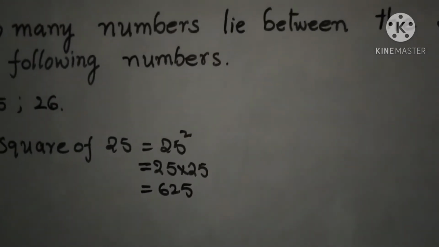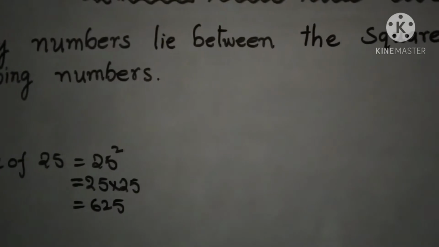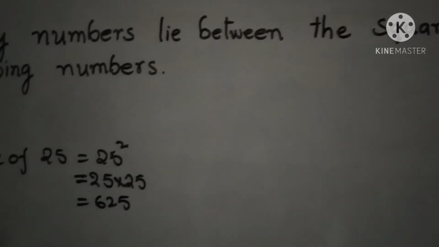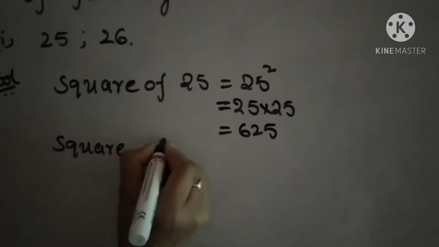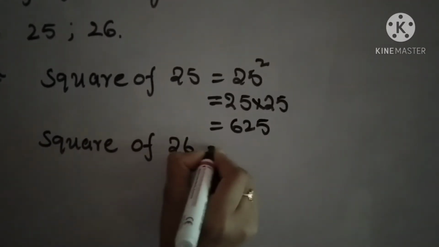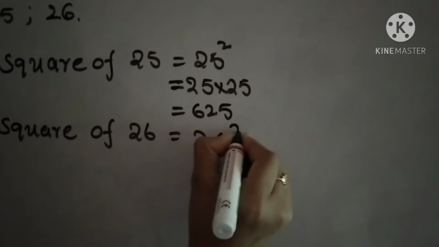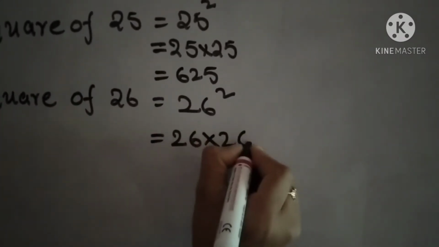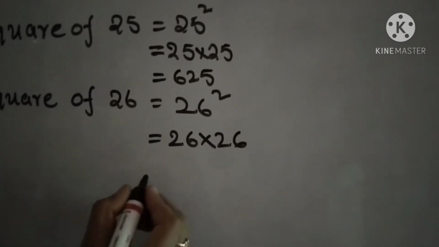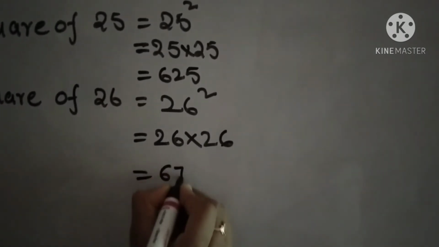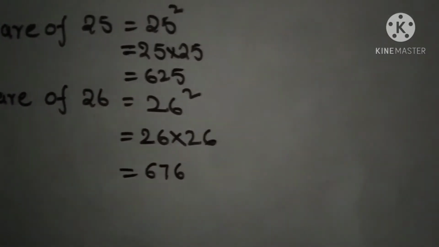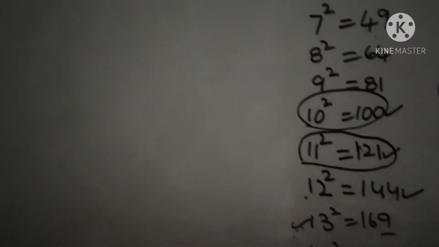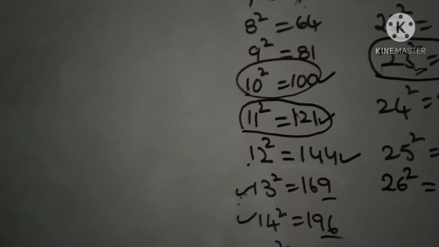Next one is 26 square. The square of 26 is 26 into 26. So the square number is 676. Write 26 square equals 676.